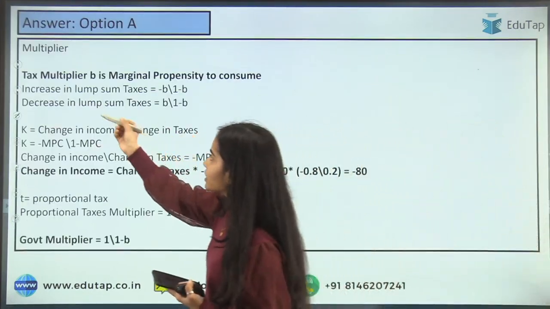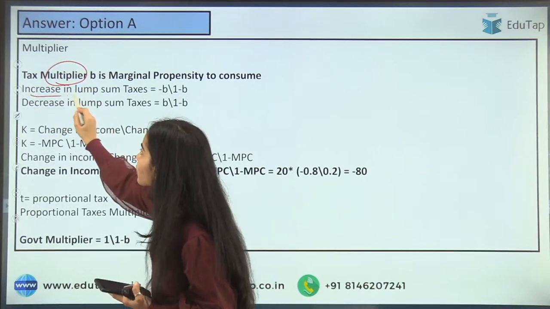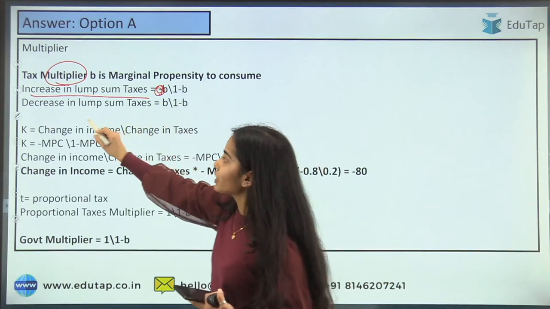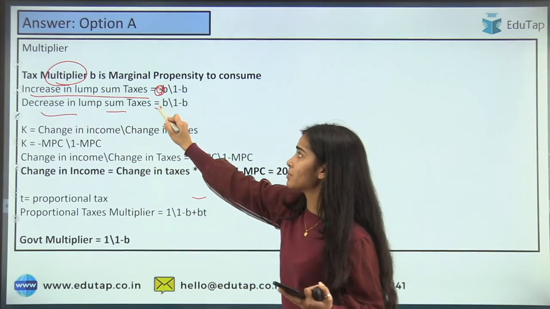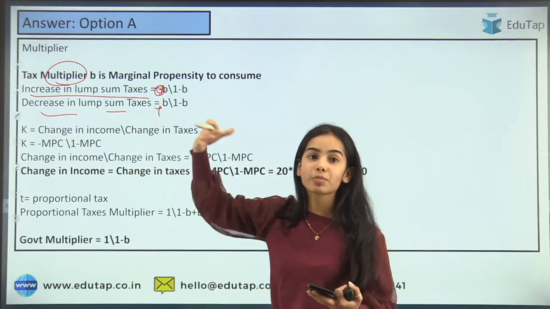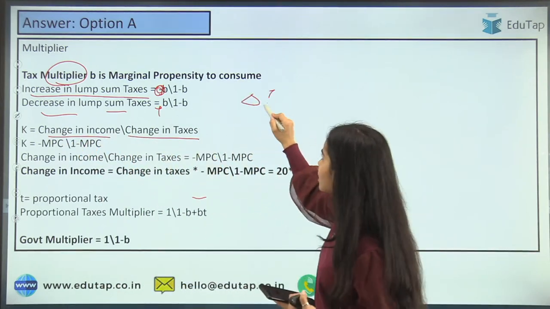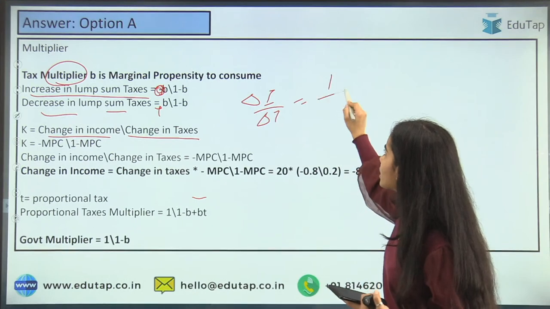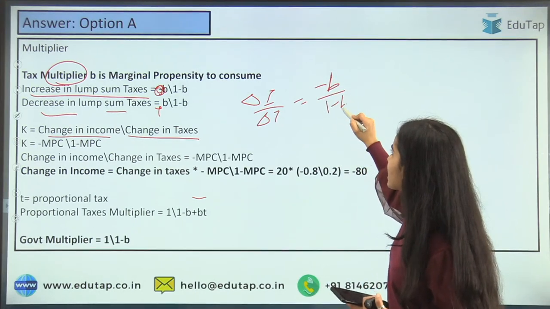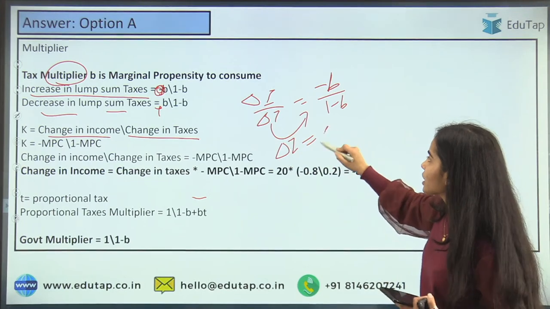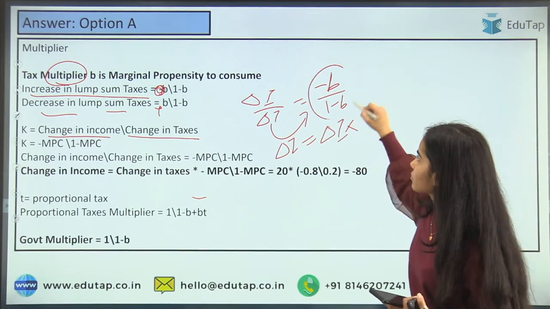So when tax multiplier is there and there is an increase in lump sum tax, you take minus, and if there is a decrease in tax, you take plus, because a decrease in tax means your consumption is increasing. So change in income over change in taxes equals minus B upon 1 minus B, and change in T will come there. Then you can calculate the change in income.